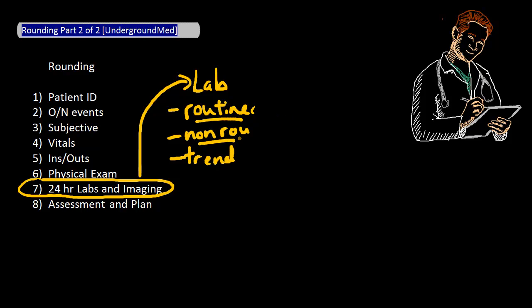Examples of non-routine labs include HIV tests, troponins, etc. I like to mention all new non-routine lab tests within the last 24 hours. Then there are labs being trended, such as a sodium level that's being checked every 4 hours for a patient being managed with hyponatremia. I do like to mention something about the trend. For example, patient's sodium has been trending from 120 to 150 since yesterday, the most recent value being 125.